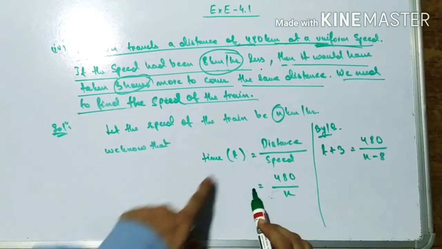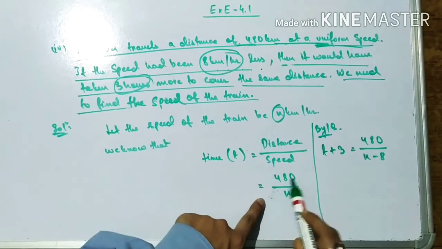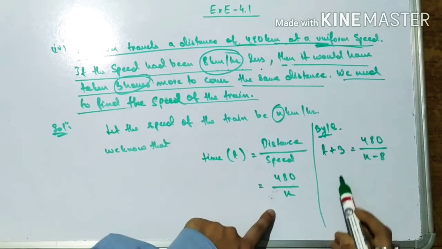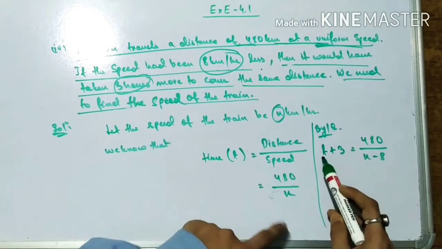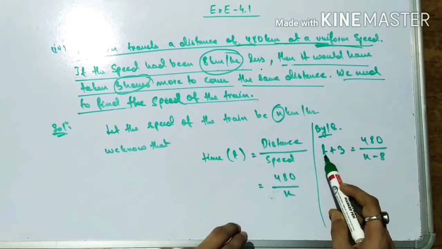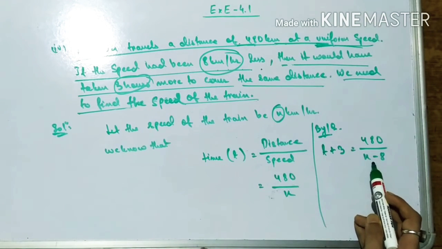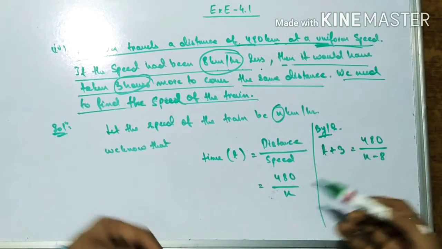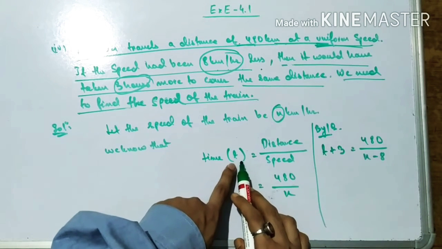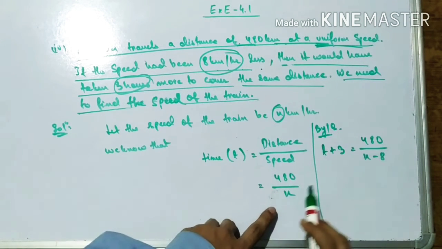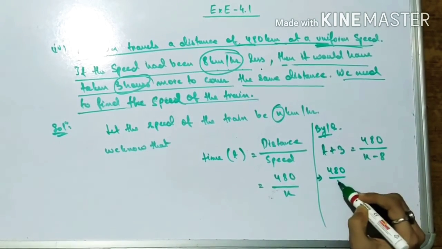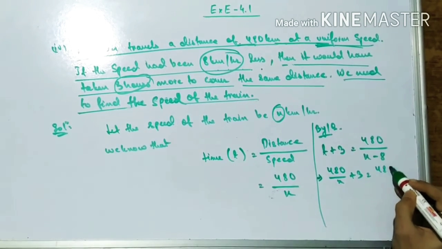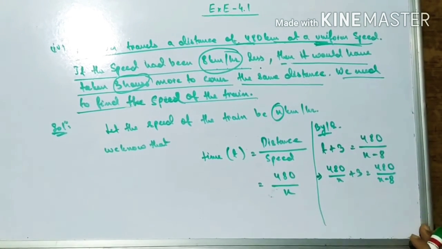Now you see, the t value I have already found. It is 480 by x. To express this as a quadratic equation, there are two variables, t which is time and x which is speed, and I have to bring this into the same variable. So the t value, 480 by x, I will put in here. So I get 480 by x plus 3 is equal to 480 by x minus 8.